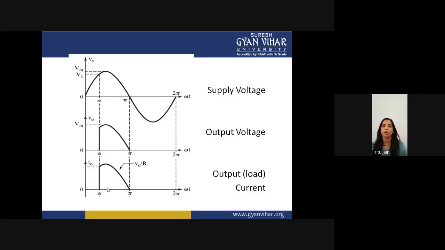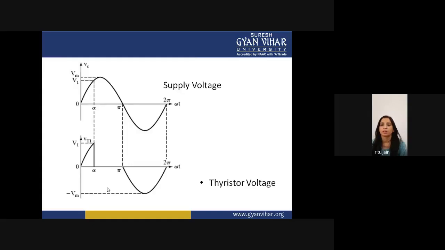So this is all about the half wave rectifier and full wave rectifier. This is your supply voltage, and if you talk about thyristor voltage, from 0 to alpha the thyristor was not conducting. What does that mean? There will be some voltage appearing across the SCR. This voltage is your VT1, called the thyristor voltage.